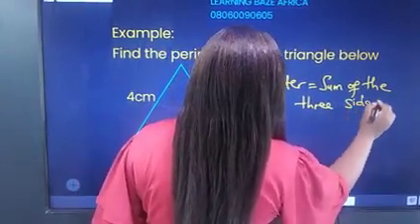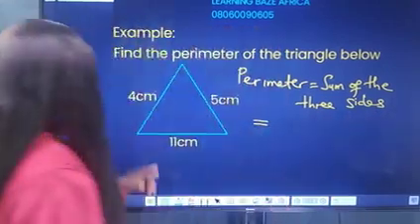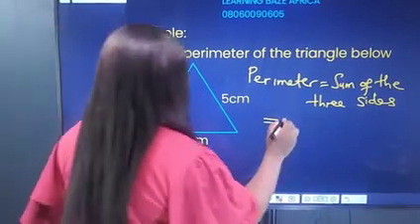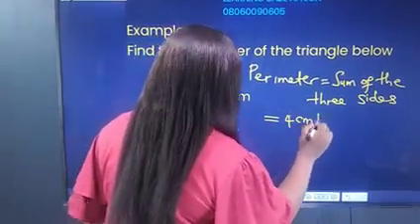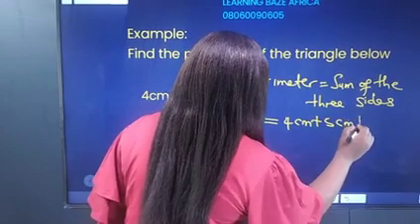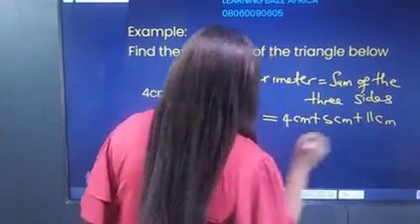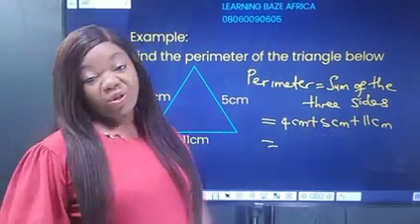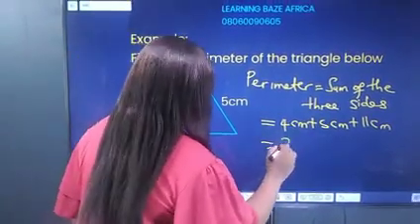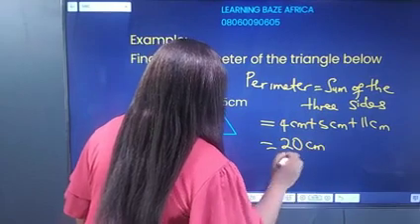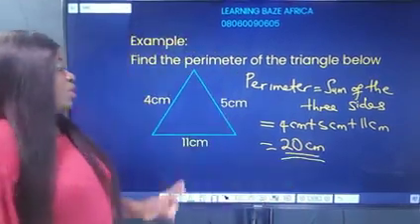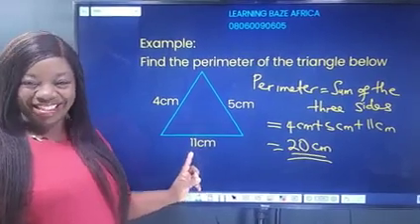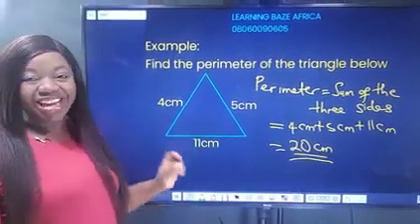So the sum of the lengths of the 3 sides is equal to 4 centimeters plus 5 centimeters plus 11 centimeters. When you add this up together, 4 plus 5 is 9, and 9 plus 11 is 20. So that will give us 20 centimeters. So the perimeter of this triangle is 20 centimeters. Make sure you take note of this and write it down.